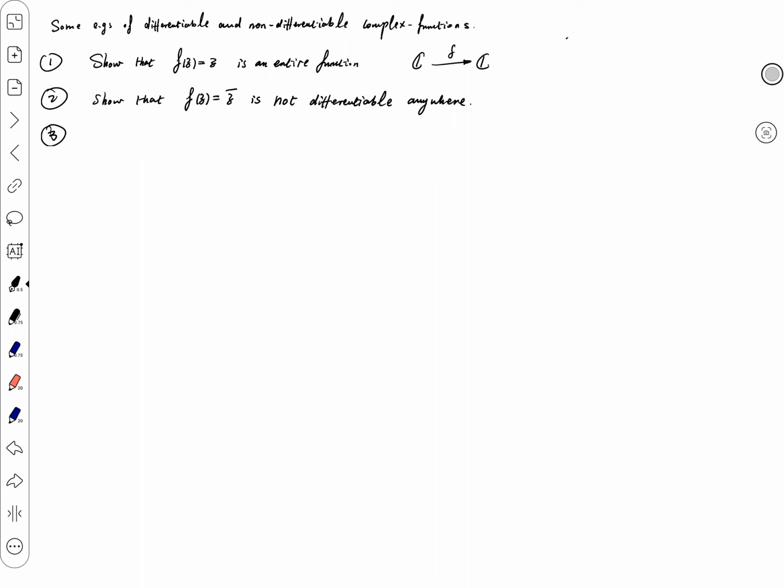Lastly, let's show that f(z) equals modulus of z squared is differentiable at the origin, but nowhere else.